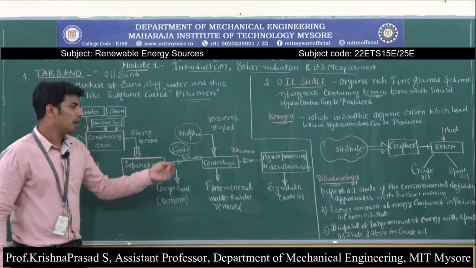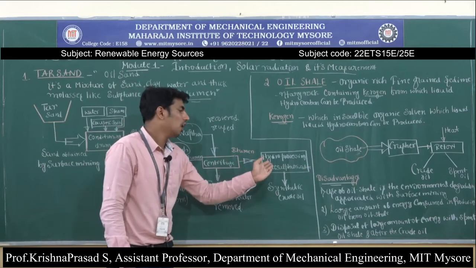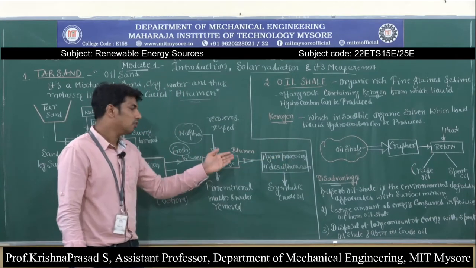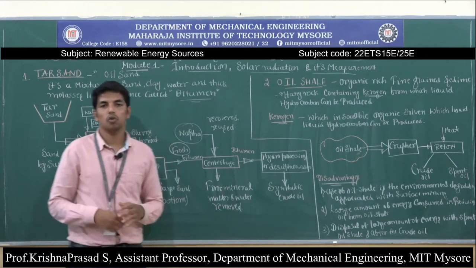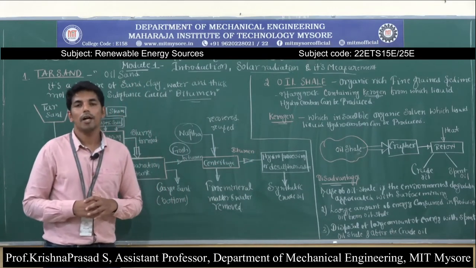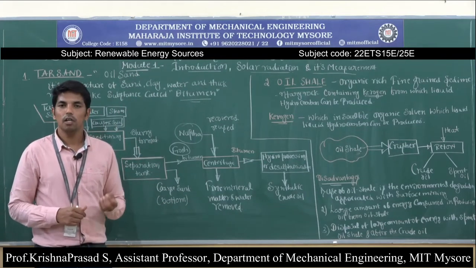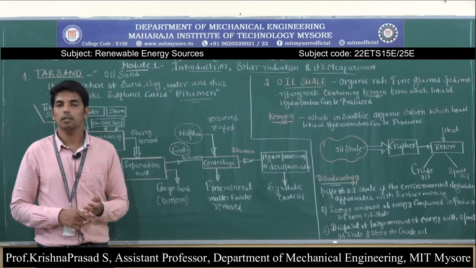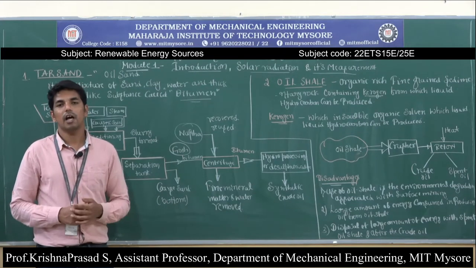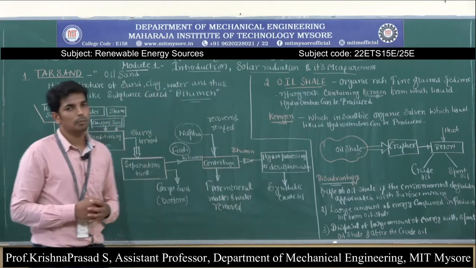Then the fine bitumen passes into the hydroprocessing or desulfurization process in order to be converted into synthetic crude oil. What is meant by hydroprocessing? Hydroprocessing is the process of removing impurities like sulfur, nitrogen or metals by combining with hydrogen. That is called the hydroprocessing or desulfurization process.